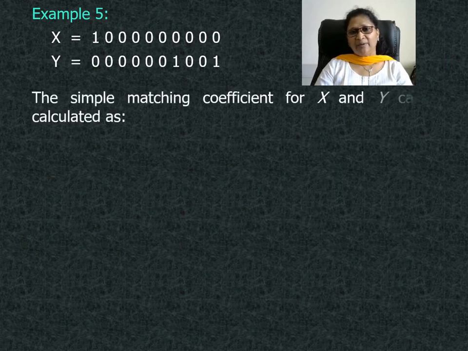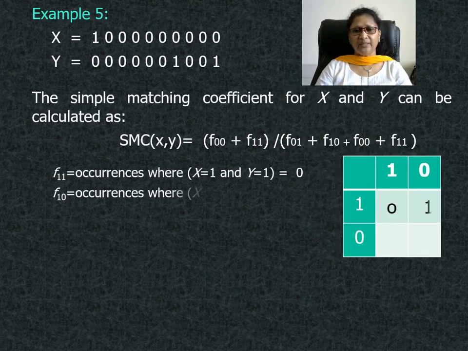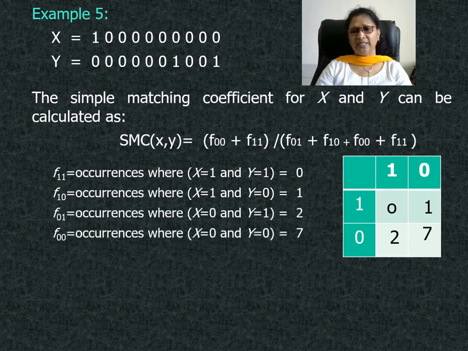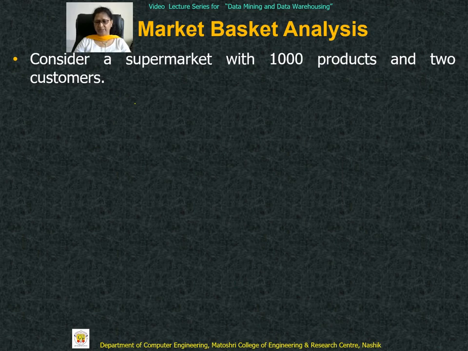Look at this example, which is similar. We will be constructing a contingency table, then we'll substitute the values, and then we will get SMC computed and Jaccard coefficient computed.